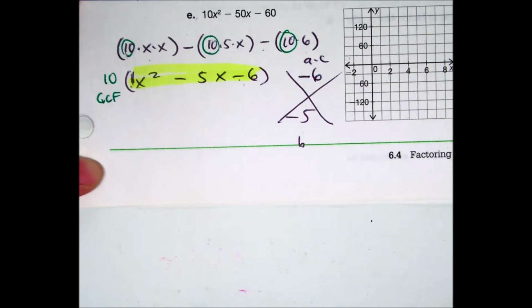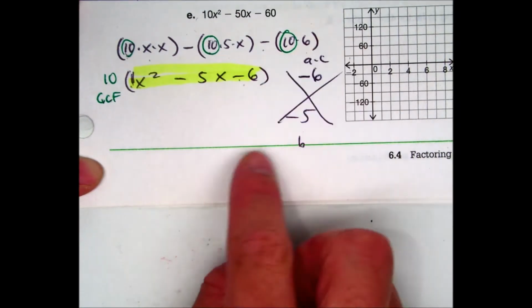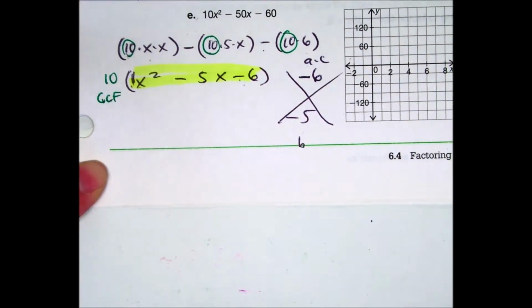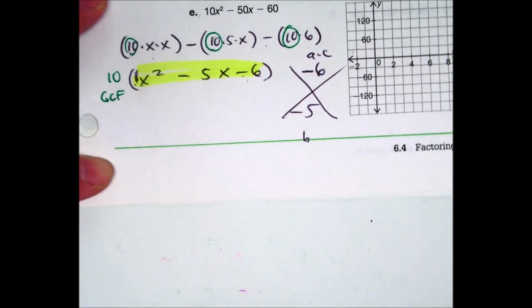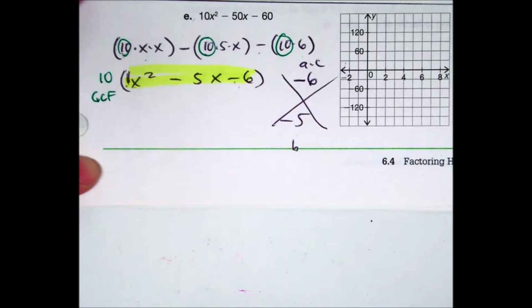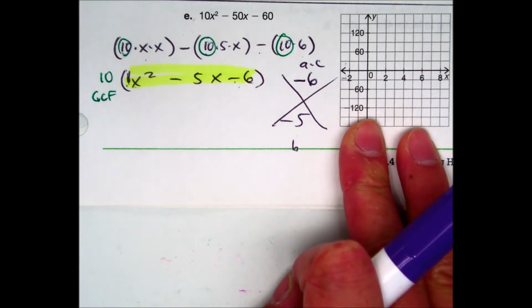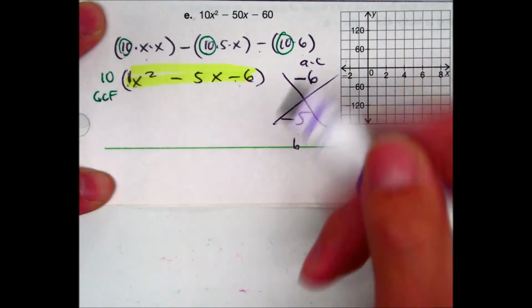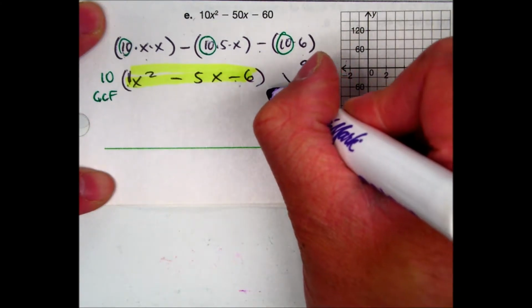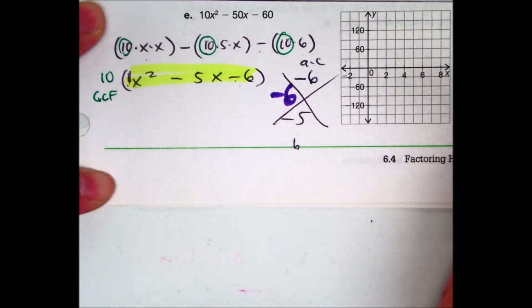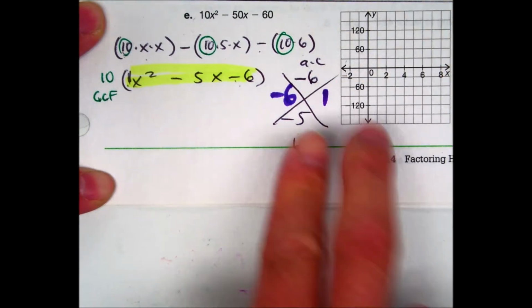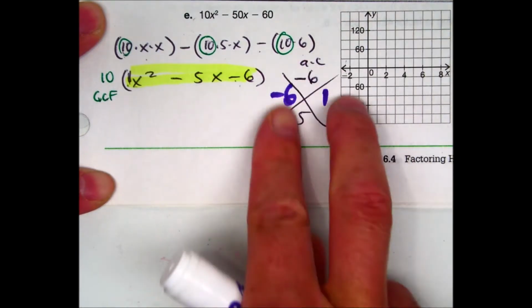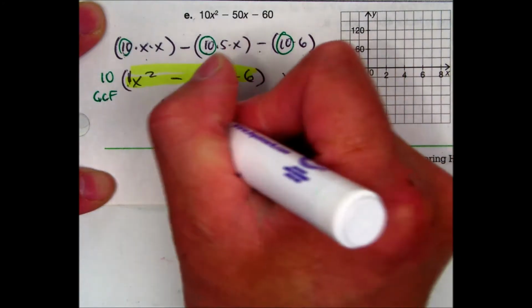Talk with your partner. 10 seconds. Two numbers that multiply to be negative 6 but add to be negative 5. Go. Boys, give me one number. Negative 6? Girls, the other number. These multiply to be negative 6. They add to be negative 5.